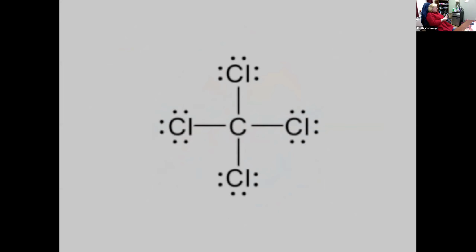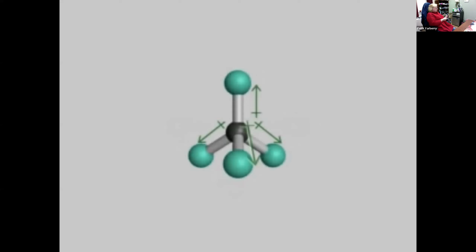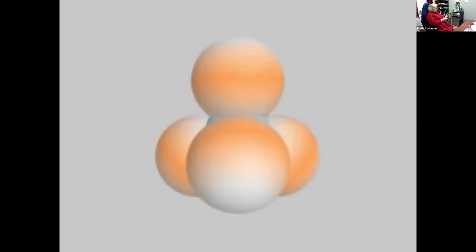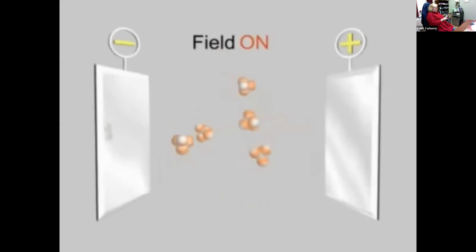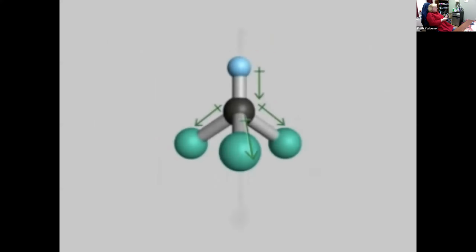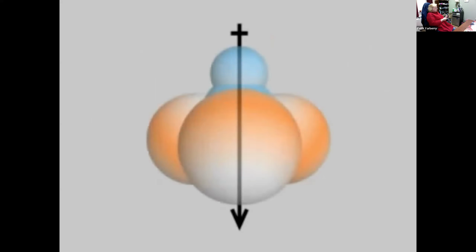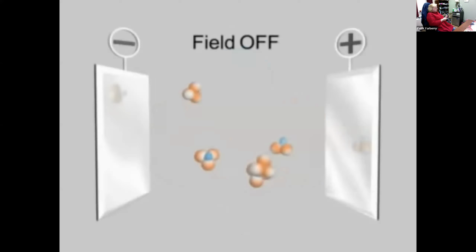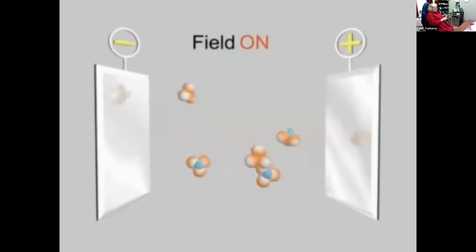Carbon tetrachloride has 4 polar carbon-chlorine bonds that point to the corners of a tetrahedron, so they cancel each other and give a nonpolar molecule. Substituting a hydrogen for one of the chlorines gives chloroform, another tetrahedral molecule. But now the polar bonds reinforce each other. As a result, chloroform is highly polar.